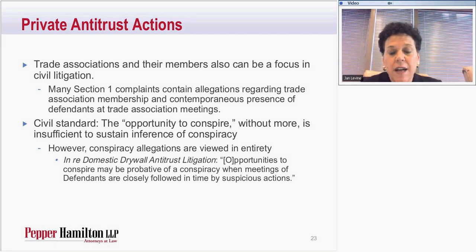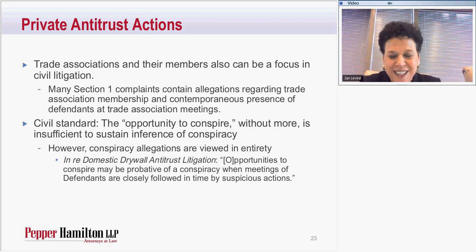However, the law is also, and this has nothing to do with trade associations, that you look at conspiracy allegations usually in their entirety. So when courts scrutinize antitrust allegations, they're looking at the whole picture ordinarily. So in the drywall case, the court laid down this law clearly. Opportunities to conspire may be probative of a conspiracy when meetings of defendants are closely followed in time by suspicious actions. So you see, it's not just the opportunity to conspire, but a price rise or another quote-unquote suspicious activity happened in time to when the defendants were at a trade association meeting.